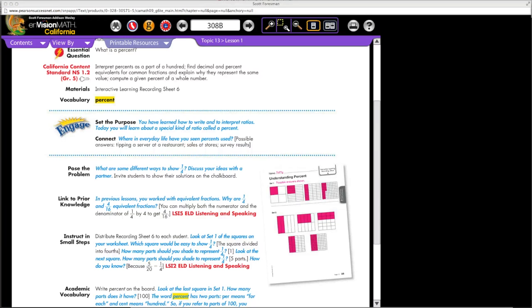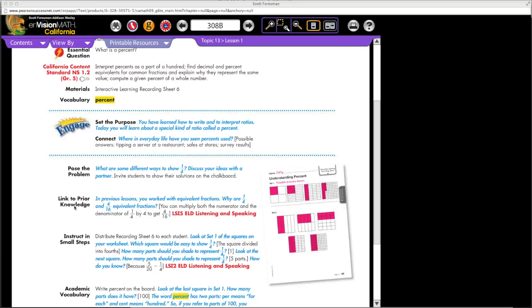Okay, so once you've got some idea of what your students know and you've listened to some of their conversations, then you're going to start linking it to prior knowledge. Again, we're trying to make that connection from what we've been doing earlier, not only this year, but earlier in mathematics in grade 5 and grade 4 and grade 3. For instance, in here it says in previous lessons you worked with equivalent fractions. And students have been talking about equivalent fractions for a number of years now. And the question you're asking your students is, why are 1/4 and 4/16 equivalent fractions?